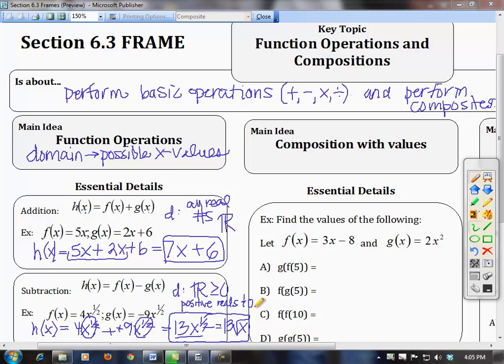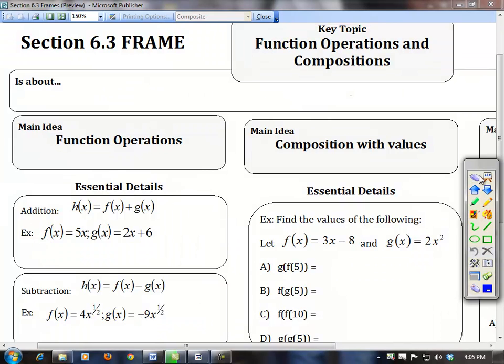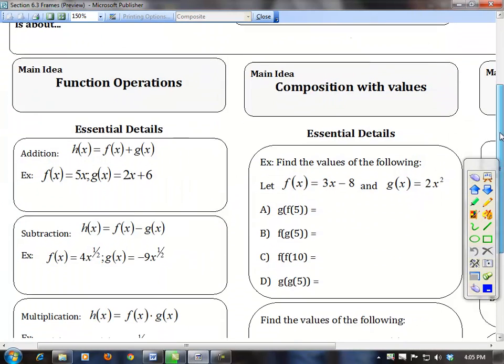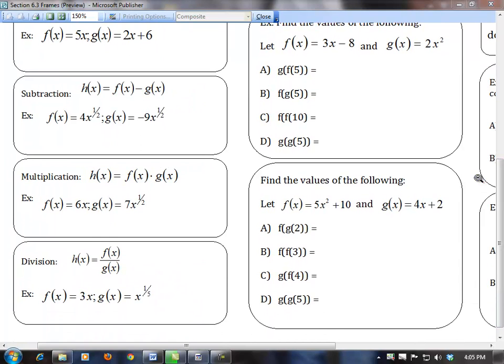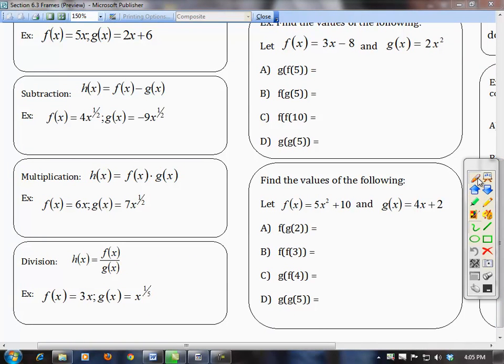What we're going to do next is multiplication and division. So let me slide down a moment. Okay, take a look at the multiplication one. We want you to multiply f and g together. So I'm going to look at this and say, okay, well, h of x is 6x times 7x to the 1/2 power.